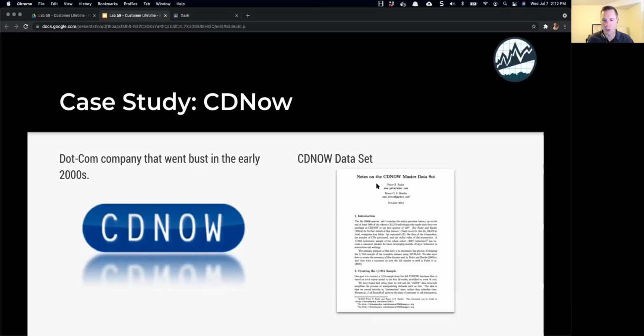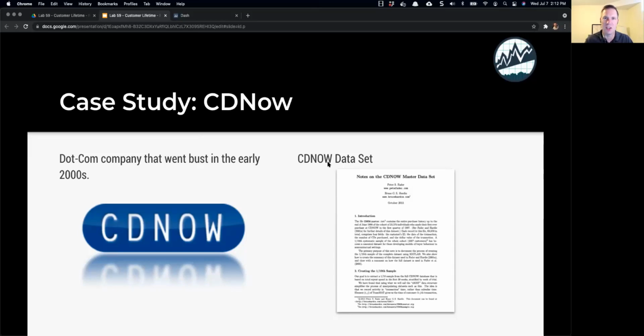But what's cool is that CDNOW has a data set that they released back in the early 2000s. And this was the subject of a lot of analysis, specifically because this is one of the first data sets where an actual company provided their anonymized data on their customers.